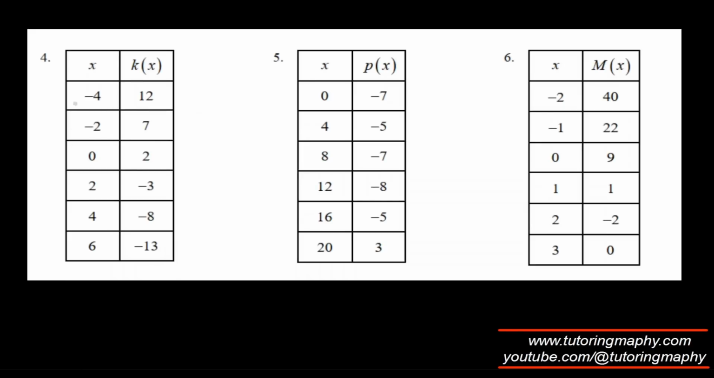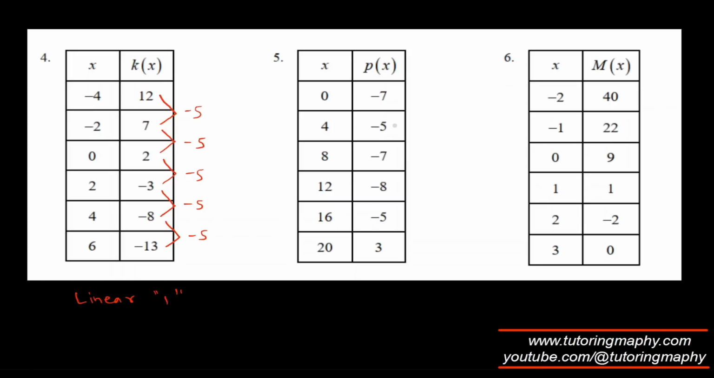Oh, more questions. This is also incrementing by 2, so no problem. This is incrementing by 4, no problem. This is incrementing by 1. No problem here. Let's find the difference. So 7 minus 12 is negative 5. 2 minus 7 is negative 5. Negative 3 minus 2 is negative 5. Negative 8 minus minus 3 is negative 5. Negative 3 minus minus 8 is negative 5. So nice. Linear with a degree of 1.